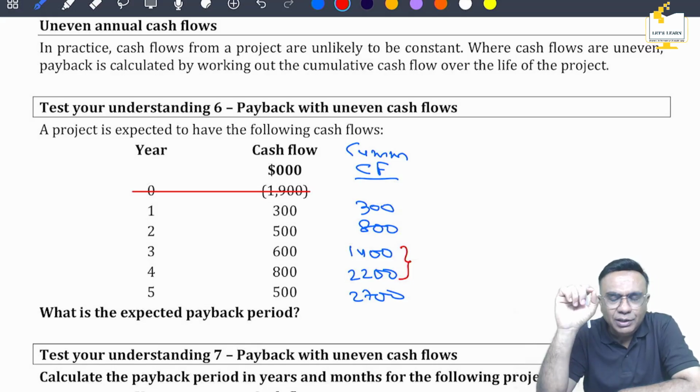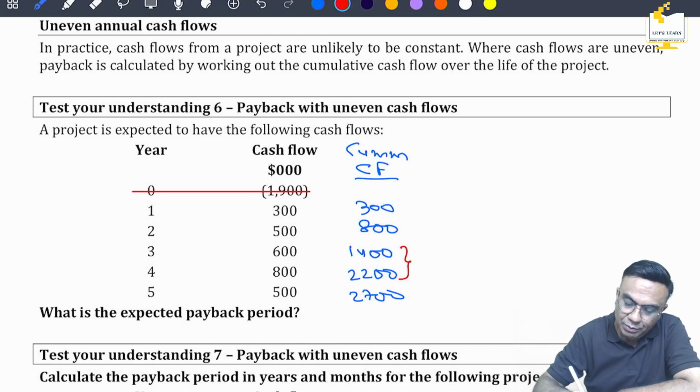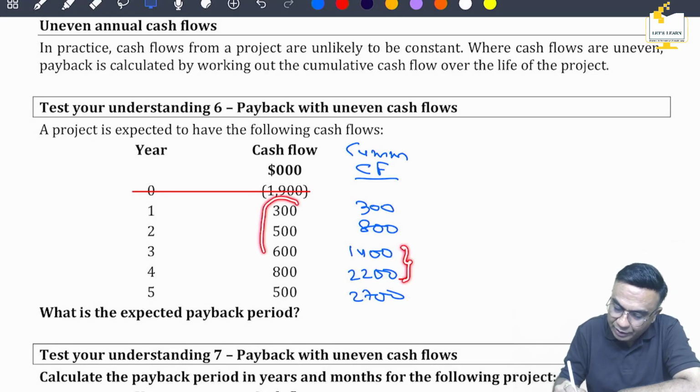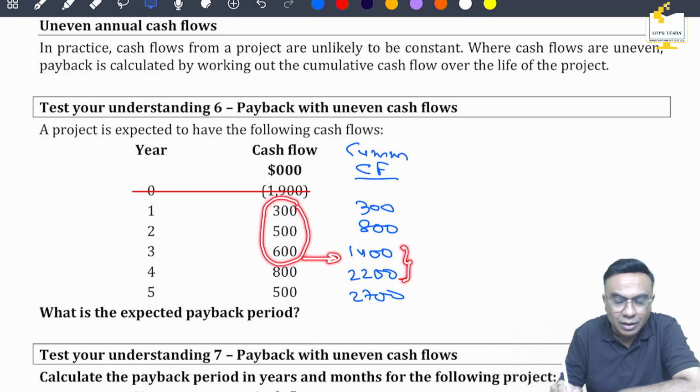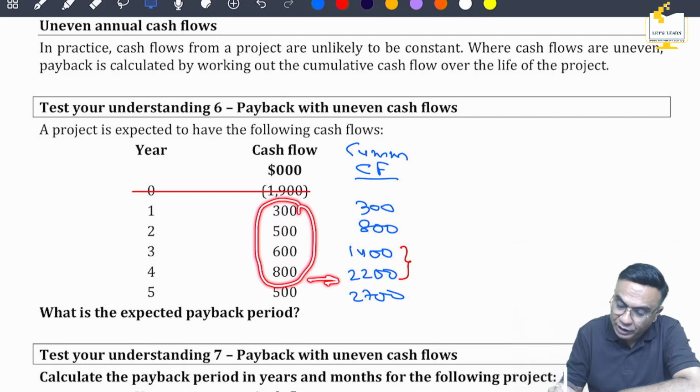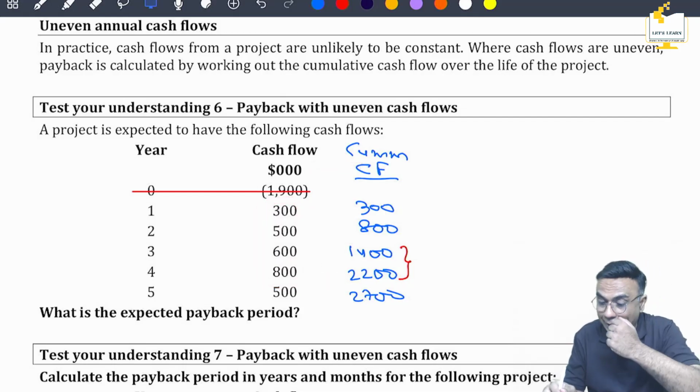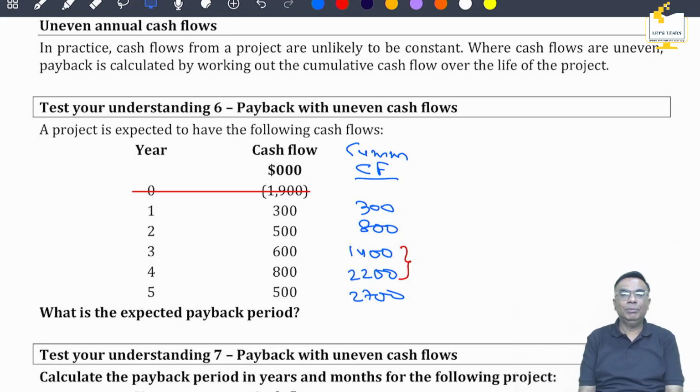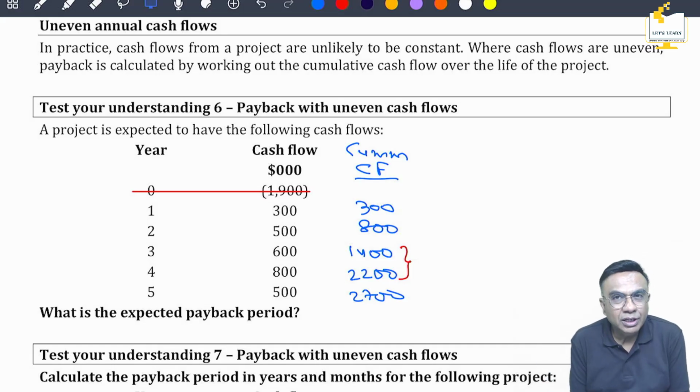So cumulative cash flow, I have calculated 1400 and 2200. So up to year 3 you are recovering 1400, but up to year 4 you are recovering 2200, which is more than 1900. So your payback, your project is paying you back in how many years? More than 3 but less than 4.